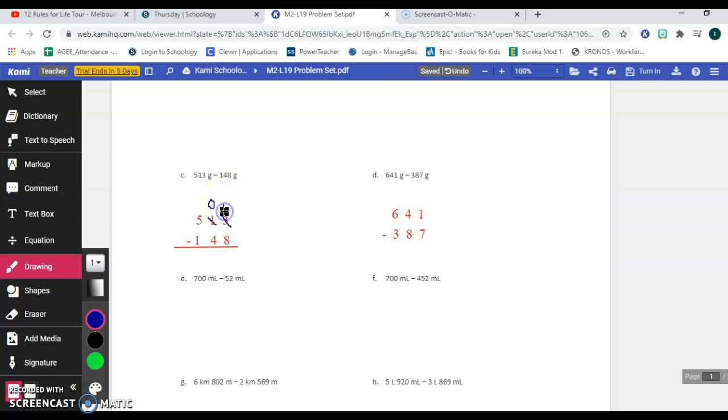And I've already got 3 ones there, so I'm going to put 13 here because I took the 10 ones that were here in this 10 and added them to the 3 ones that were already here. Now I have enough ones to subtract 8, so I've got 13 minus 8 is 5. And then, now I'm finished with the ones and I go to the tens.